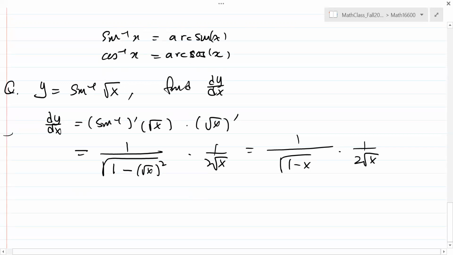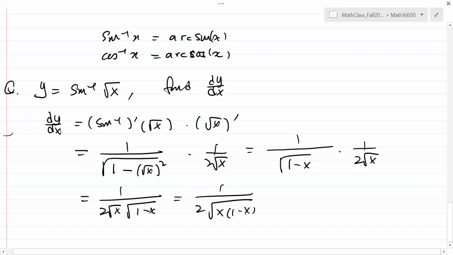Can't you simplify it more than that? Well, simplify a little bit. You can also combine them into one radical.